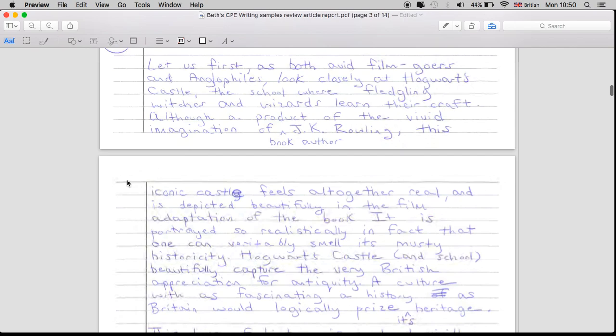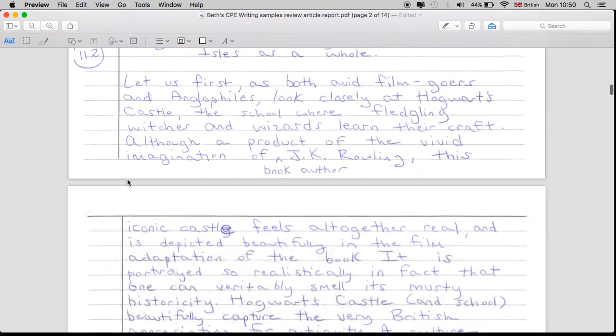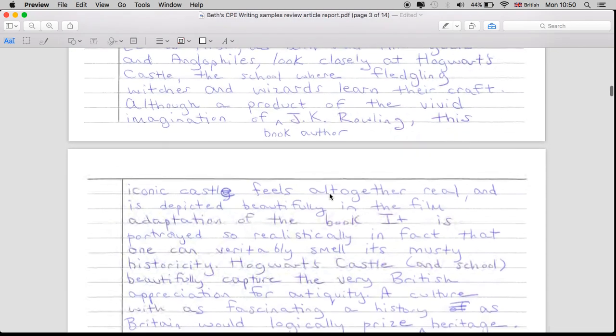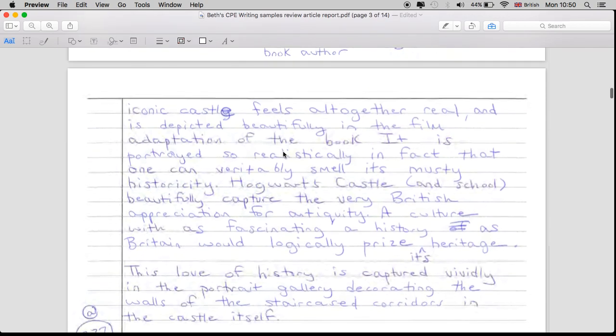Oh yeah, the castle. "Let us first, as both avid film goers and Anglophiles, look closely at Hogwarts Castle, the school where fledgling, I think I spelled that wrong, witches and wizards learn their craft. Although a product of the vivid imagination of book author J.K. Rowling, this iconic castle feels altogether real and is depicted beautifully in the film adaptation of the book. It is portrayed so realistically, in fact, that one can veritably smell its musty historicity." Wow, I'm really showing off here.